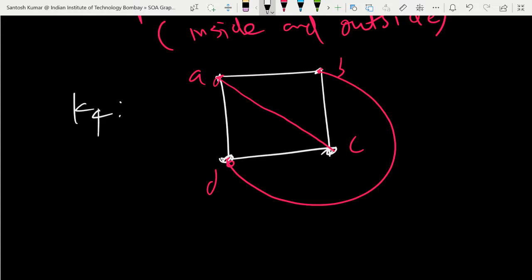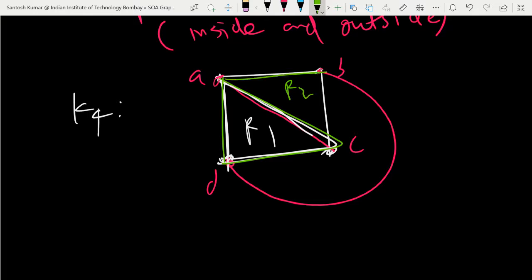How many regions? Two regions? Only two? Why? Every closed curve makes one region. Like this is region one. Are you looking at this portion? This is region one, this triangle. And this is region two.